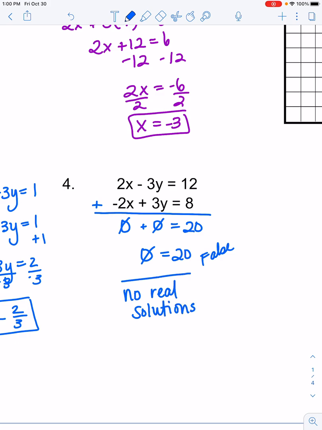Okay, and if you think about what this means graphically, that means that this is two parallel lines that are never going to meet. They're not going to share a point.